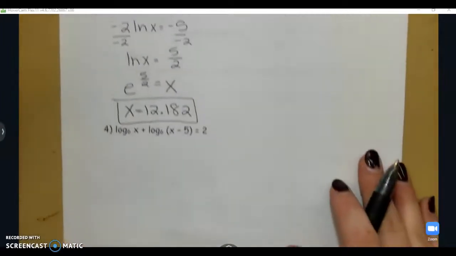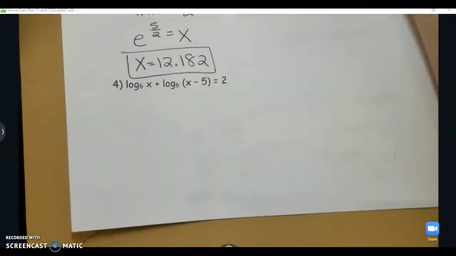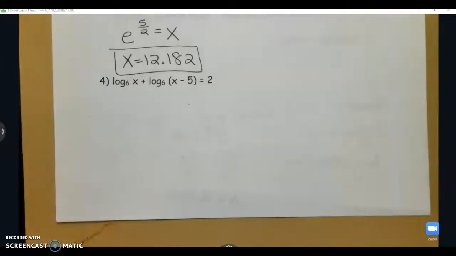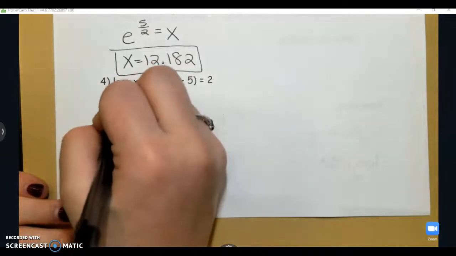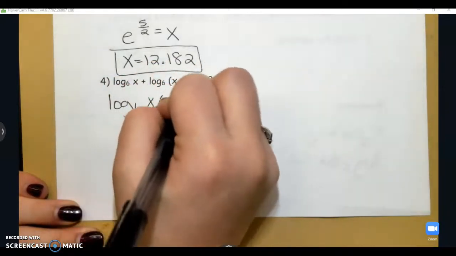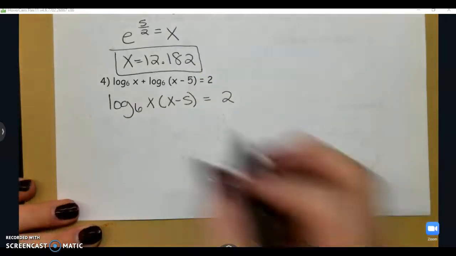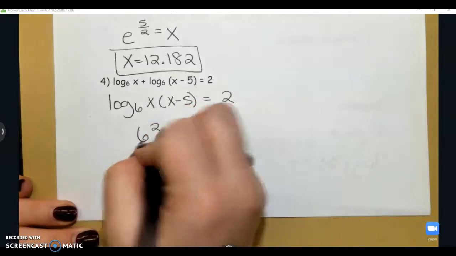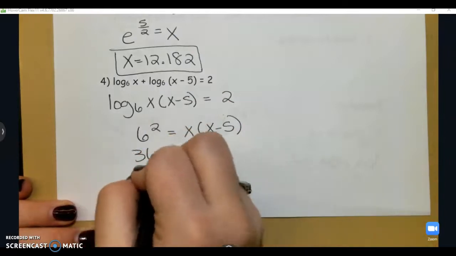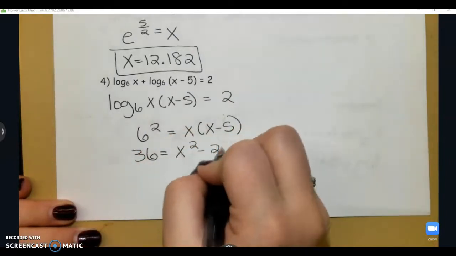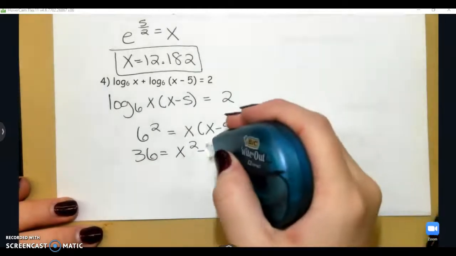And last but not least, number 4, we've got log base 6 of x plus log base 6 of x minus 5 is equal to 2. The first thing I want to do is combine that into a single log. They're being added, so that's my multiplication property. So that's going to be log base 6 of x times x minus 5 is equal to 2. I am now ready to write this as an exponential. So that's going to be 6 squared is equal to x times x minus 5. So 36 is equal to x squared minus 25x. Sorry, not 25x, that would just be 5x. Don't know where my head is at.